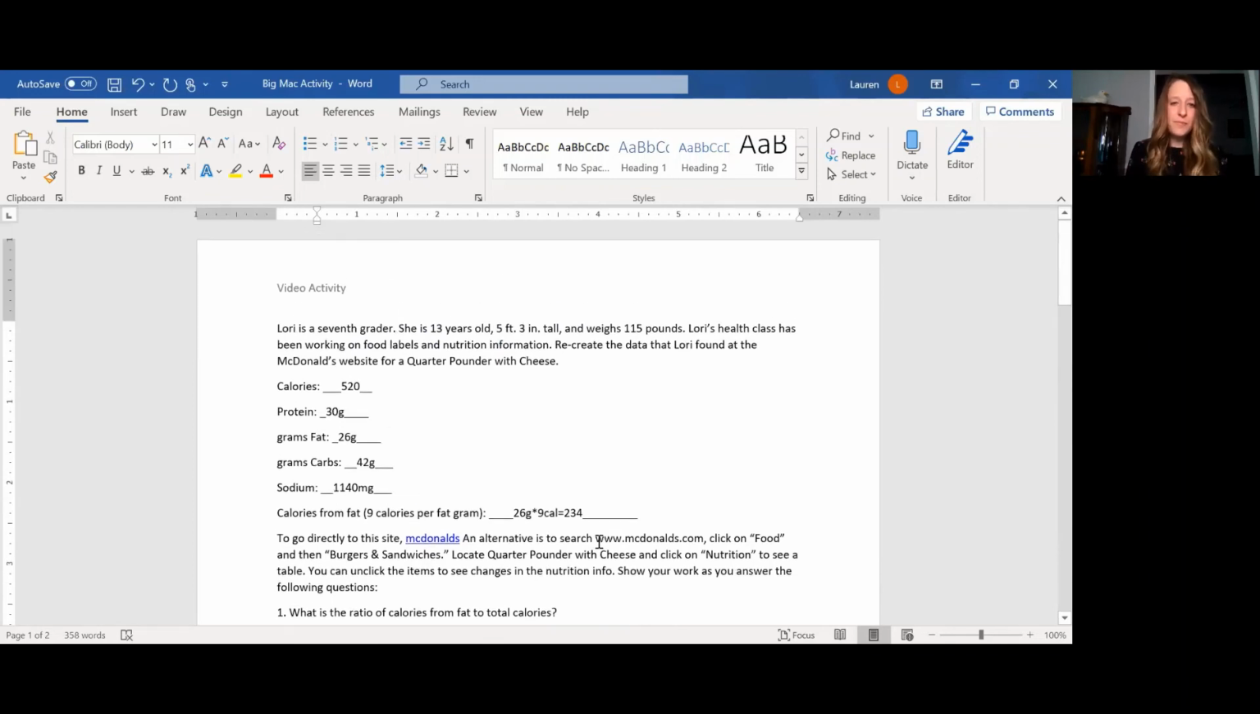So try out your version of the activity. The only difference is that you're doing all of these calculations based on the Big Mac instead of the quarter pounder with cheese.